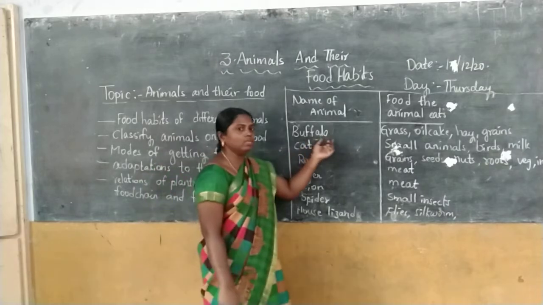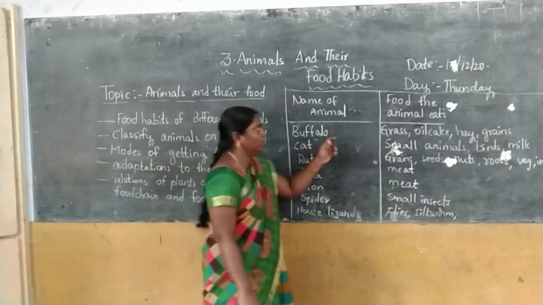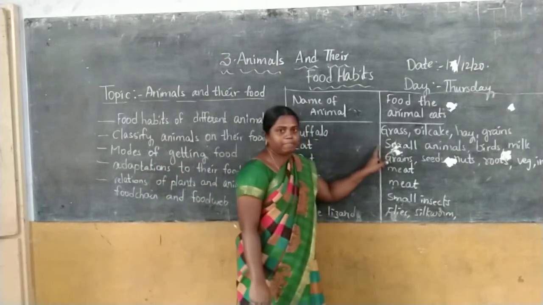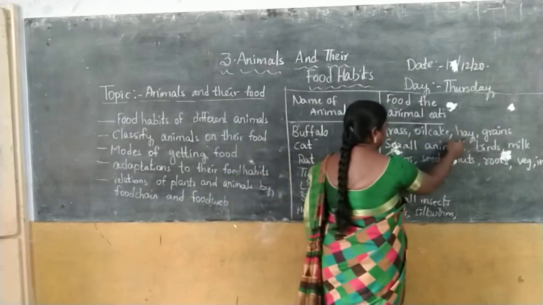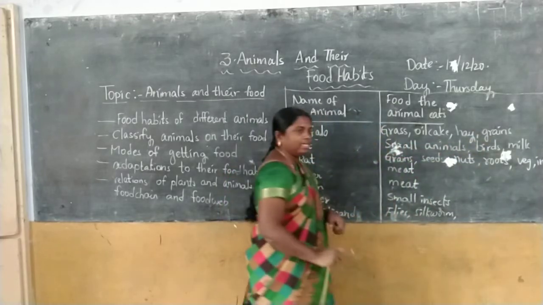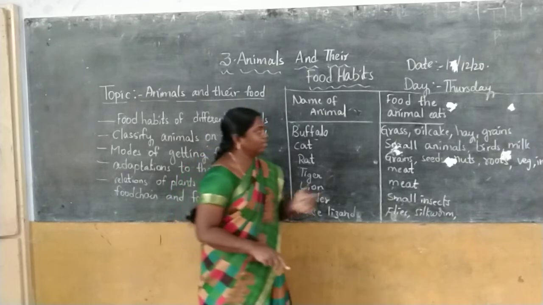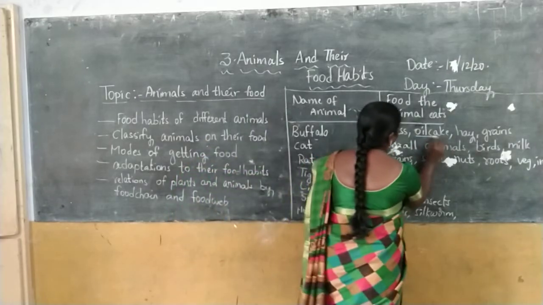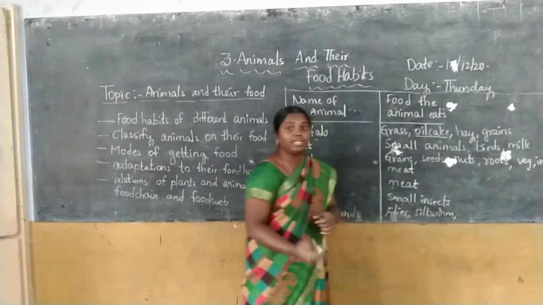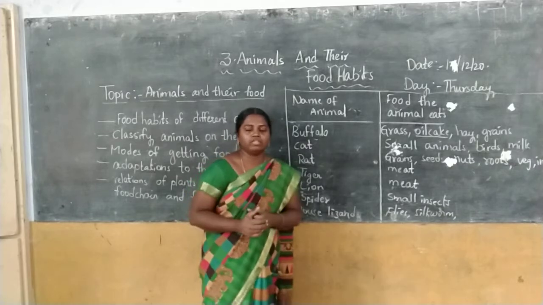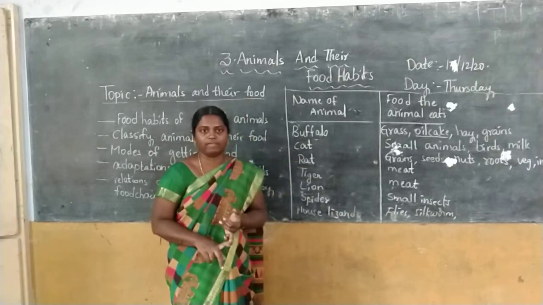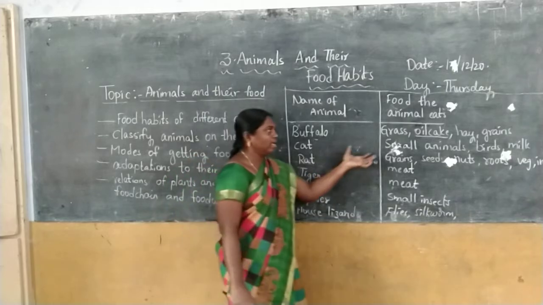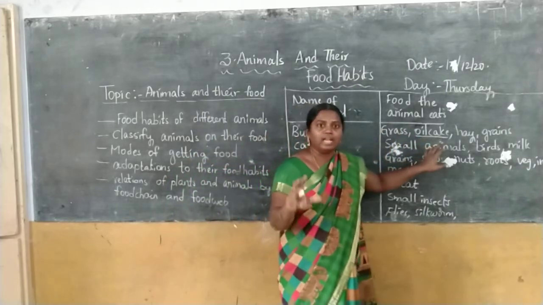Milk. So what is the food habit of this buffalo? When you see the food habit of the buffalo, it eats grass, oil cake, hay, grains. What is the meaning of oil cake? Some seeds are used for making the oil. For example, you think about the groundnut, sunflower. So these seeds are used to make the oil.